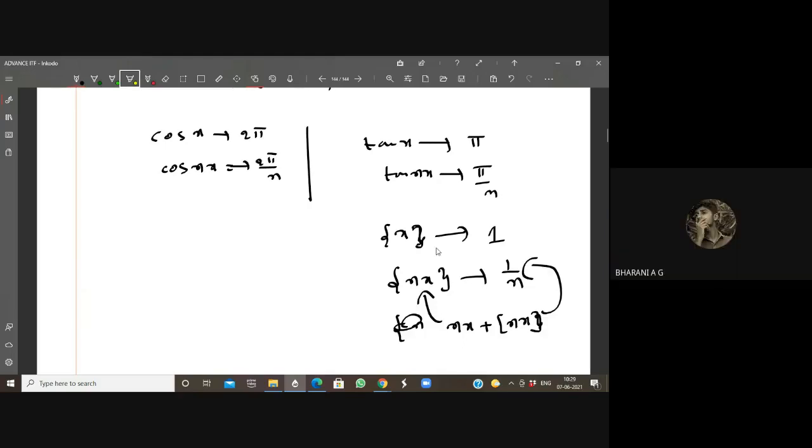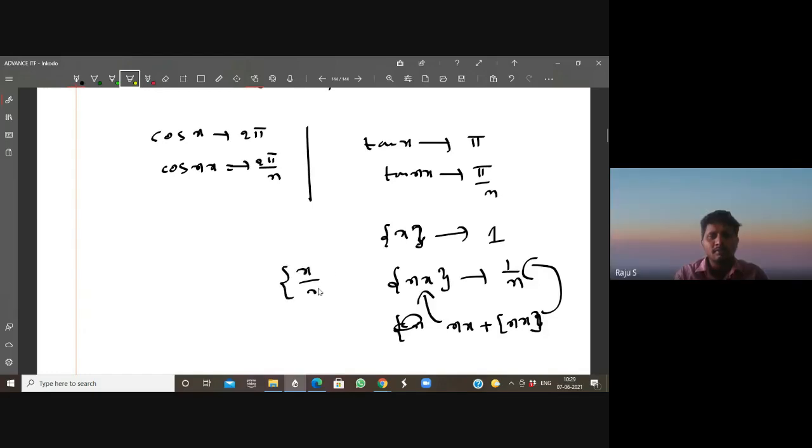Sir, in what case do we get n as the answer? Okay, n means x by n. We are going to get n because we multiply already by 1. When n is there, you can take it to the right side, and you get 1 by n. Actually the fractional part of x is 1, and on cross multiplying we get n.